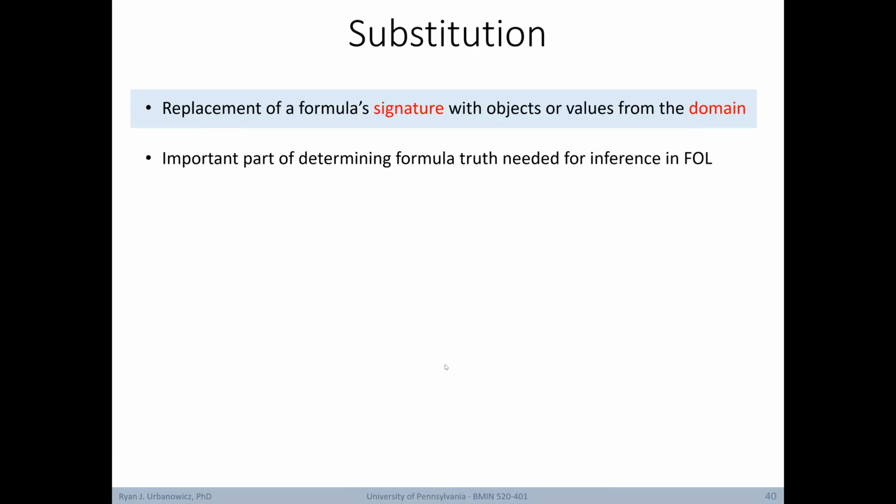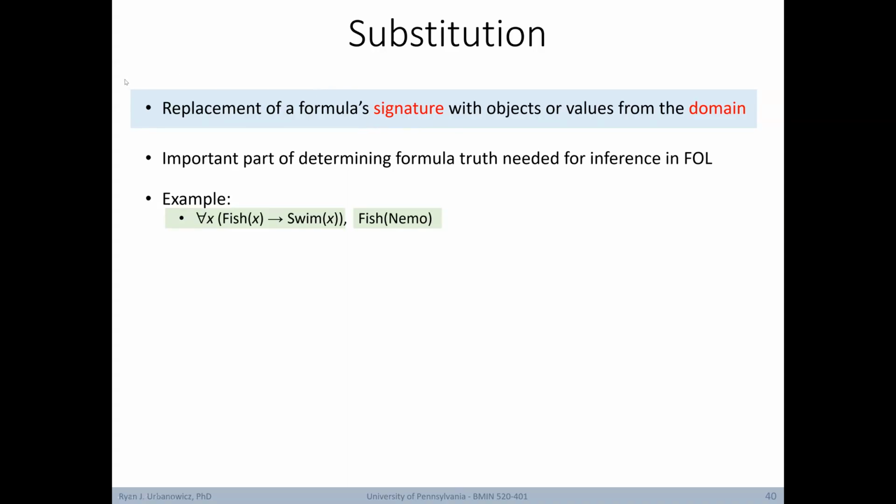So what is substitution in the context of first-order logic? This is the replacement of a formula's signature with objects or values from the domain. Basically, we're taking a variable and giving it a value. This is an important part of determining formula truth, which is needed for inference in first-order logic.